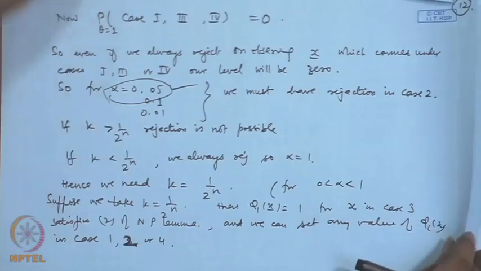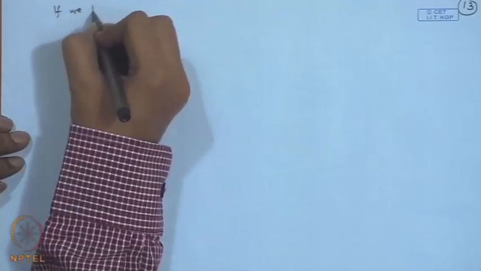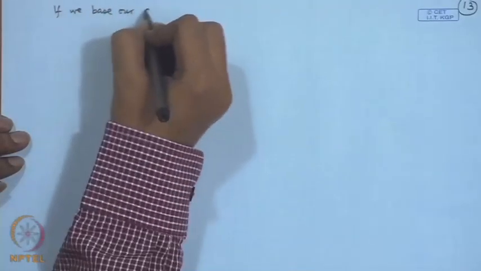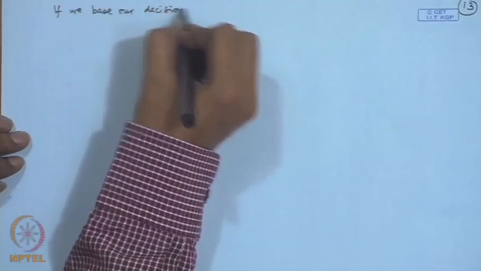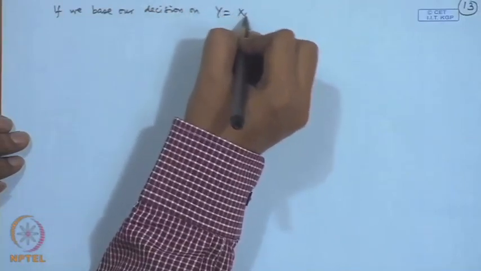Let me give a concrete case where I base our decision on X_n alone. You note here that when I am considering X_1, X_2, ..., X_n a random sample from 0 to theta, the sufficient statistic is actually X_n, and X_n is playing the role here, as you have already noticed. So, let me explain that part in detail. If we base our decision on, say, Y equal to X_n.